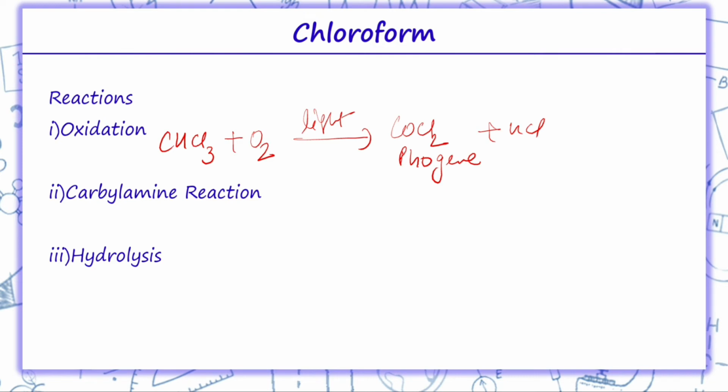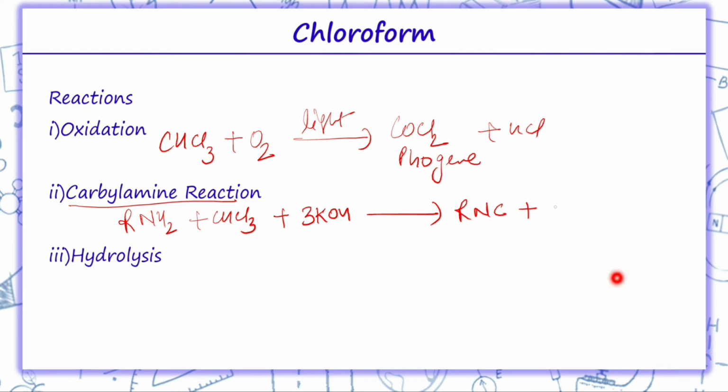Next is the carbylamine reaction. The carbylamine reaction is basically given by isocyanides only. Isocyanides have a very disagreeable smell. This reaction is used as a test of chloroform, and it is also used as a test of primary aliphatic and aromatic amines. So this RNH2 reacts with chloroform in basic medium, that is KOH. It forms isocyanide. These isocyanides have a very disagreeable smell. This indicates isocyanides are formed, and isocyanides will only be formed when there is chloroform. Thus this is a test of chloroform.